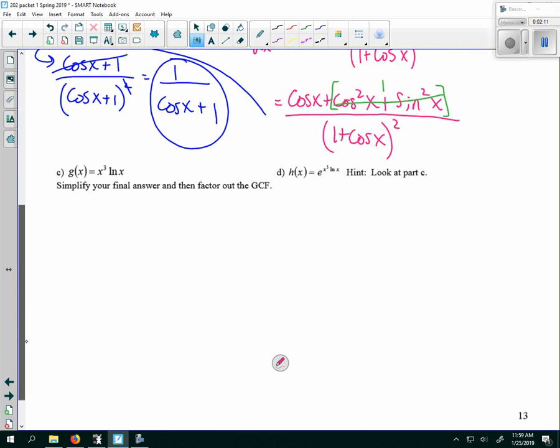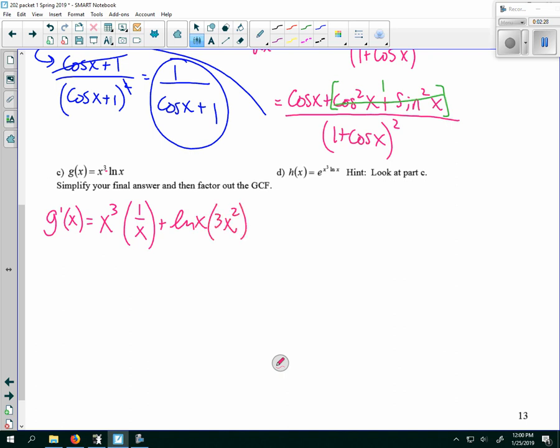Okay, part C. G of x is x cubed times ln x. So that is a product. I'm going to use the product rule. G prime of x is first times the derivative of the second plus the second times the derivative of the first. And then I can just simplify the x cubed times 1 over x becomes x squared. And the second term I can't simplify. It's just 3x squared ln x.